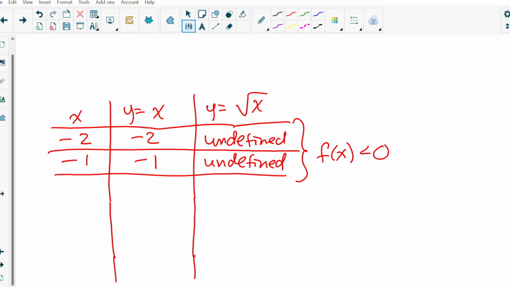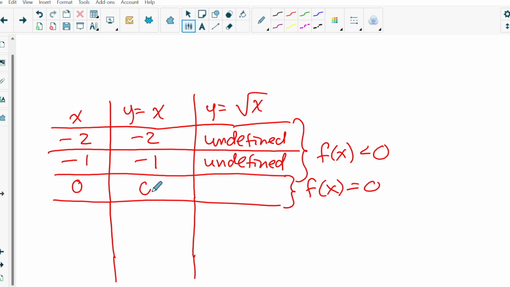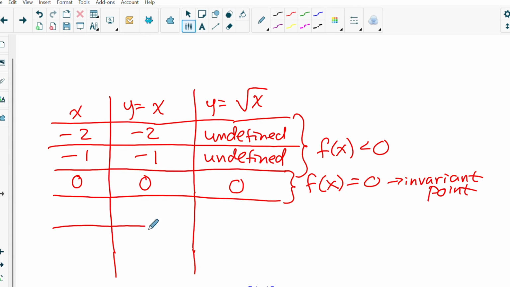Let's keep going. The next one is when f of x equals 0. This is a special case. When x is 0, my y value is also 0. When x is 0 for the square root, y is also equal to 0 because I have y equals square root of 0, and that's 0. All right? So this is my first invariant point. Let's keep going down.